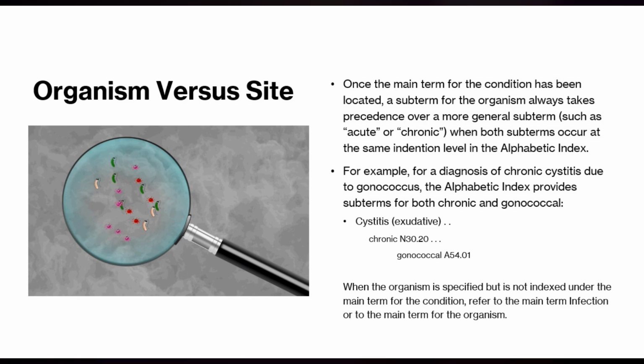Once the main term for the condition has been located, a subterm for the organism always takes precedence over a more general subterm, such as acute or chronic, when both subterms occur at the same indentation level in the alphabetic index. For example, for a diagnosis of chronic cystitis due to gonococcus, the alphabetic index provides subterms for both chronic and gonococcal cystitis exudative. Chronic N30.20, gonococcal A54.01.